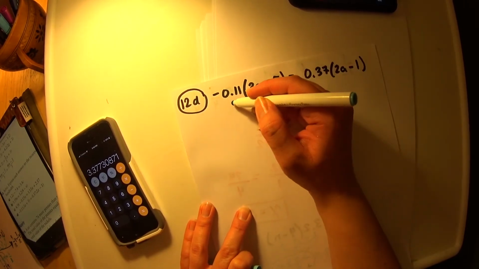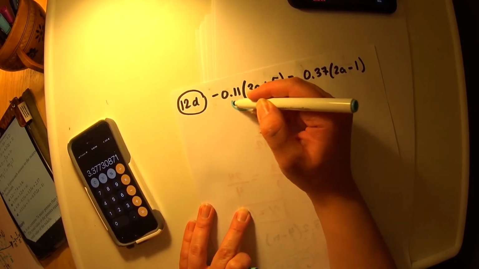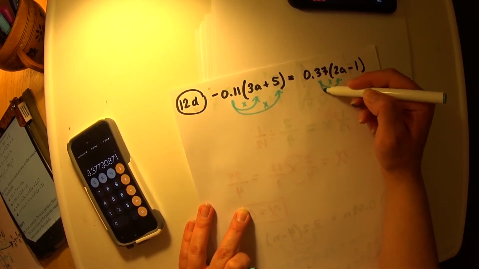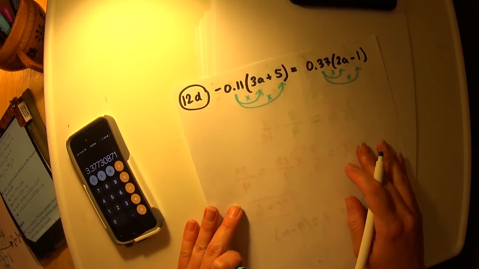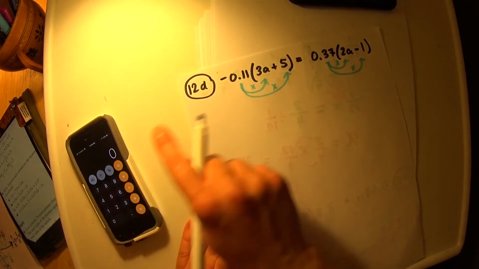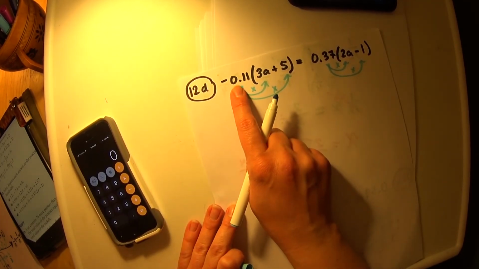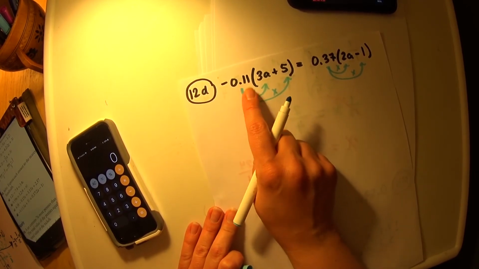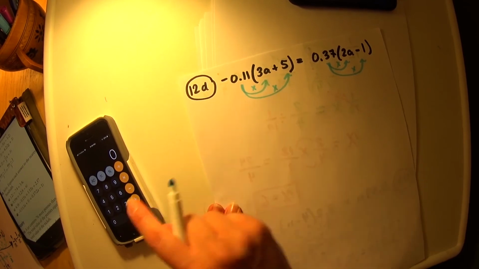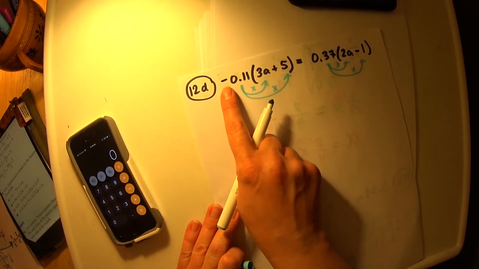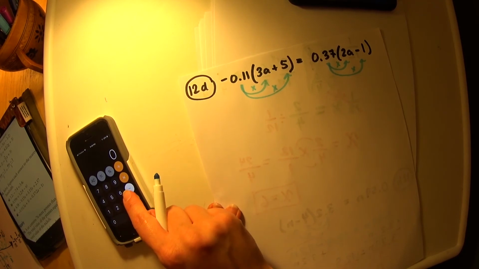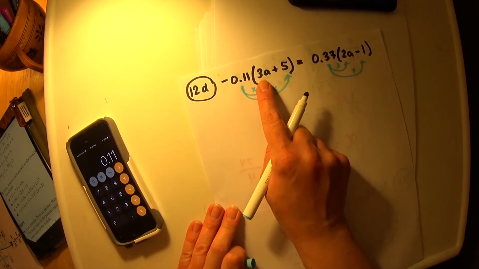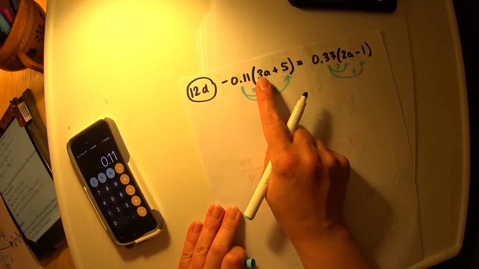But same steps again. Numerical coefficient times the first term, times the second term in the brackets. So first thing, we've got negative 0.11 times positive 3a. You can even just type that in your calculator. Just make sure you put the negative in. Negative 0.11, and then we just times it by the numerical coefficient that's already on the a.